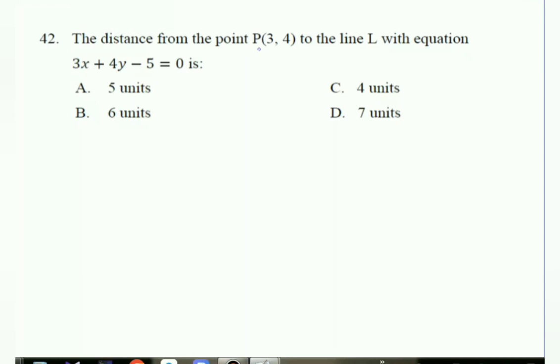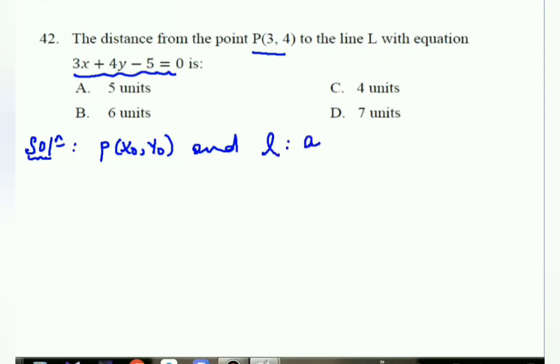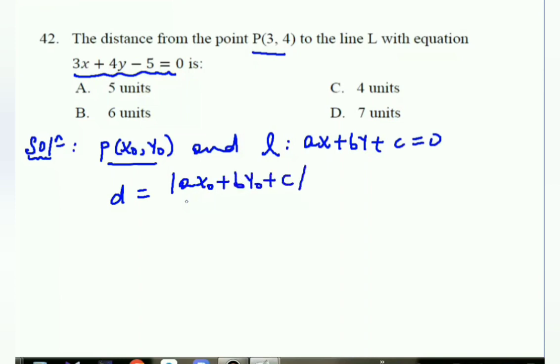The distance from the point (3, 4) to the line L with this equation is how much? We are asked the distance between this point and the given line. To answer this, we have a formula to calculate the distance between a certain line and a point. Suppose our point has coordinates x0, y0, and our line has the equation ax plus by plus c equals 0. The distance from this point to the given line is given by the absolute value of ax0 plus by0 plus c over the square root of a square plus b square.